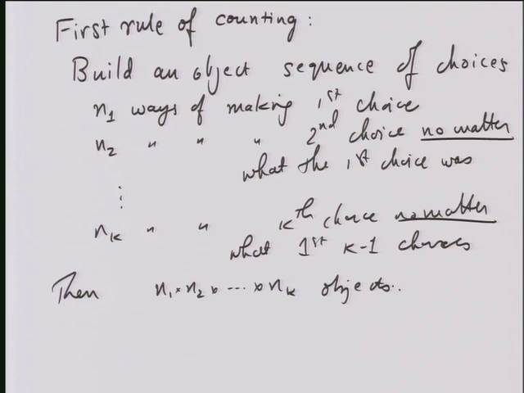So it's clear that this is what we are doing. We're saying you're building up this sequence of cards by making a sequence of choices, or you're rolling dice by making a sequence of choices for each die. And then we said, well, there are this many ways of making the first choice, this many ways of making the second choice, no matter what you chose first, and so on. Well, then the total number of things you can choose is the product.